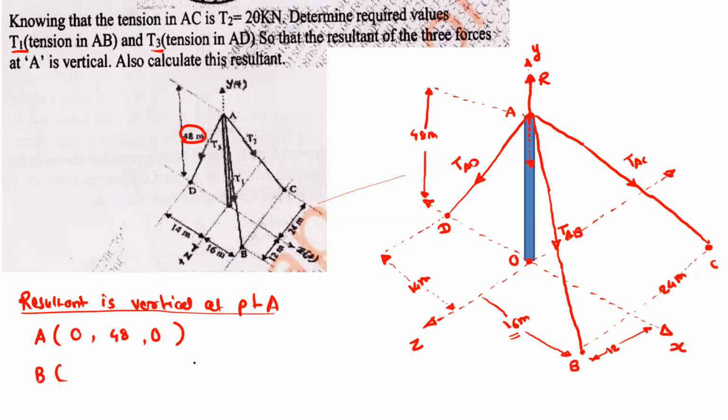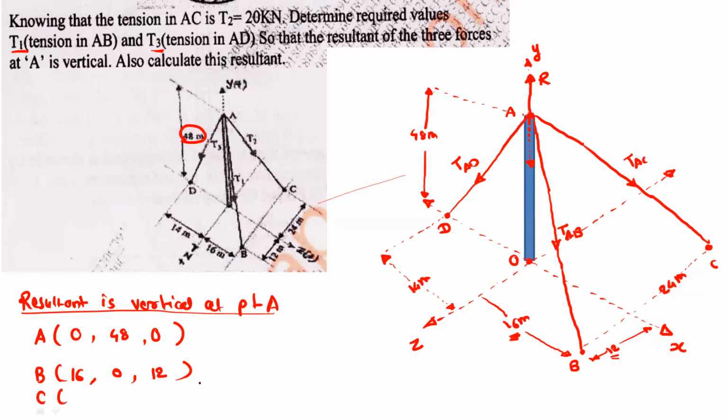Then point B. For point B, its coordinate: point B is lying in the zx plane, so its y coordinate will be 0. So y is 0, and along x direction it is 16 meter, and along z direction it is 12 meter.